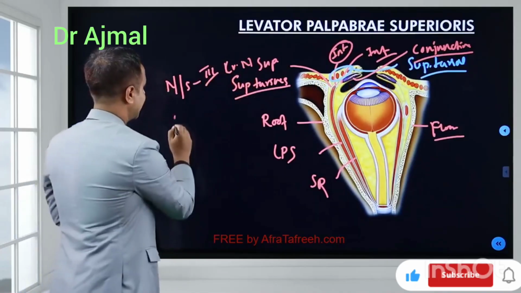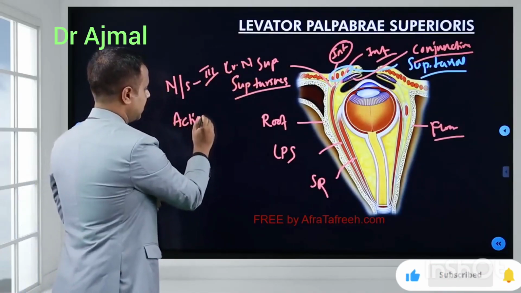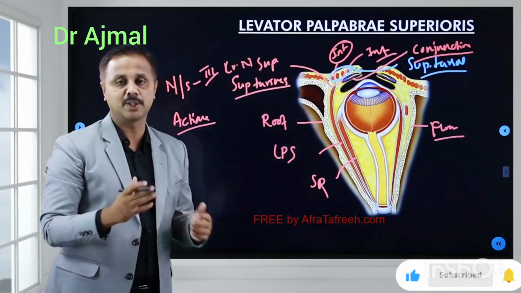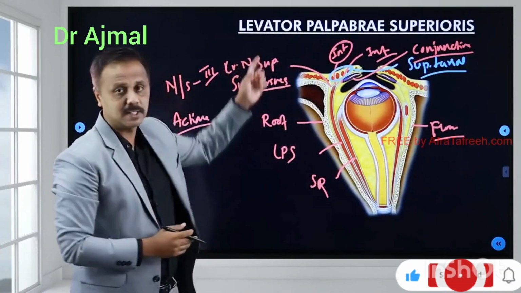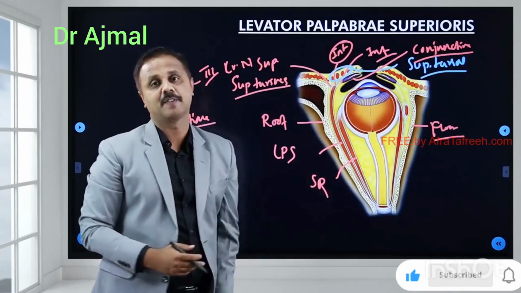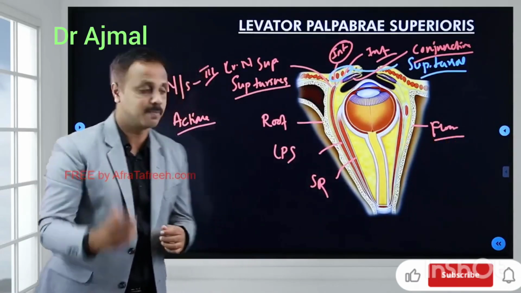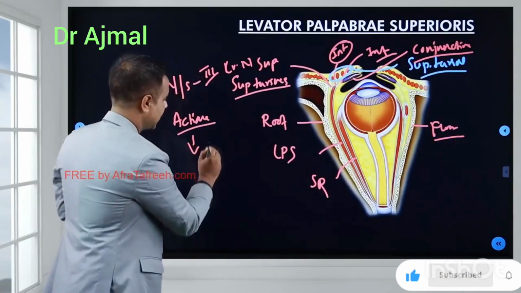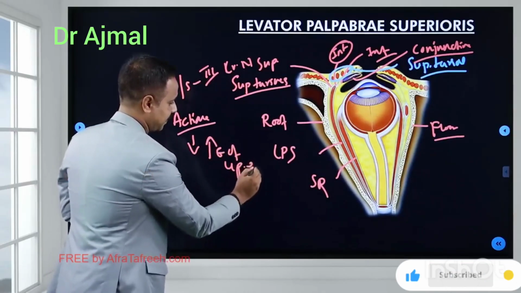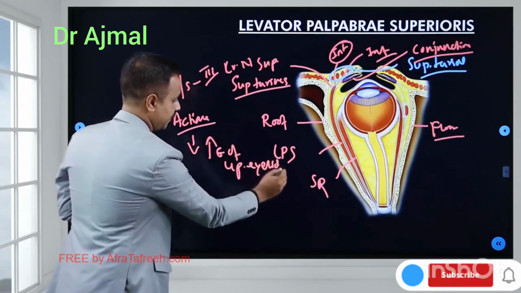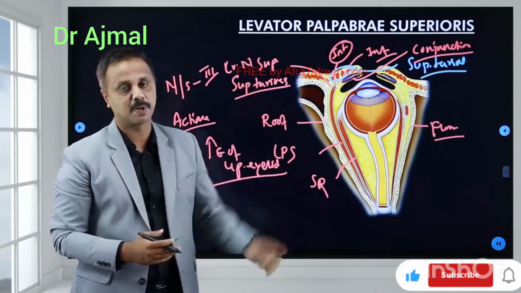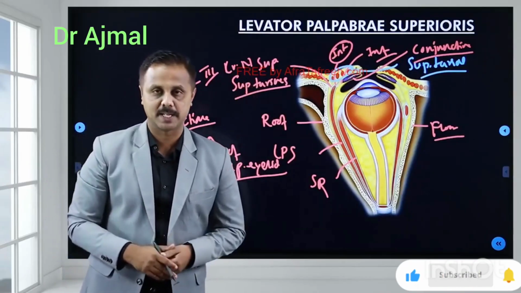What about the actions? If you split the name of the muscle, you get to know the action. Levator, elevation, palpebrae, eyelid, superioris refers to upper eyelid. So in simple terms, it brings about what? It brings about elevation of the upper eyelid. Right? So opening of the eyes or elevation of the upper eyelid is brought about by levator palpebrae superioris.